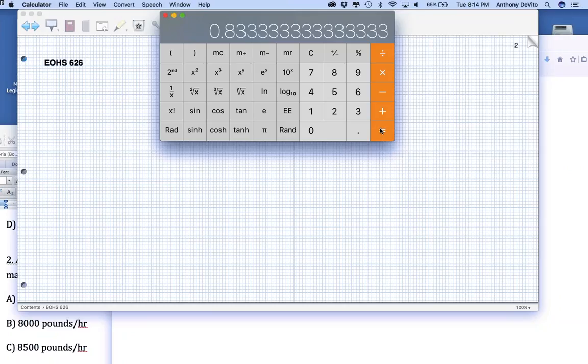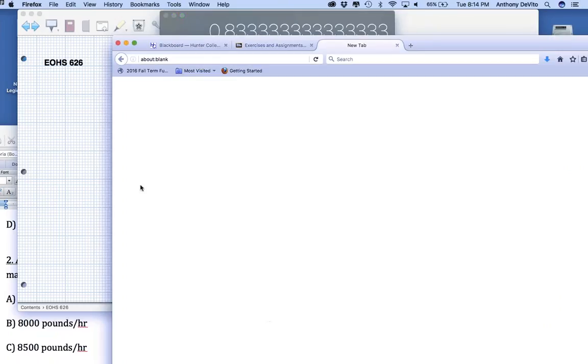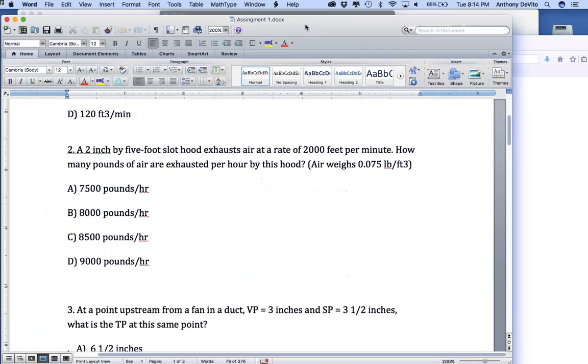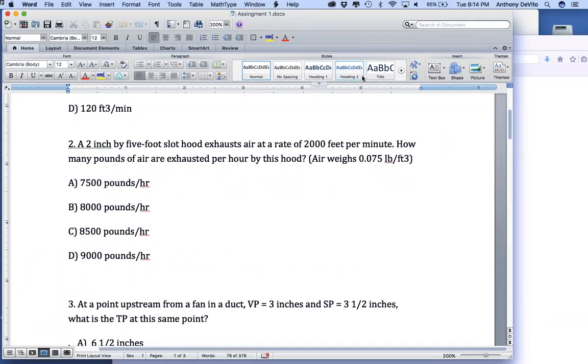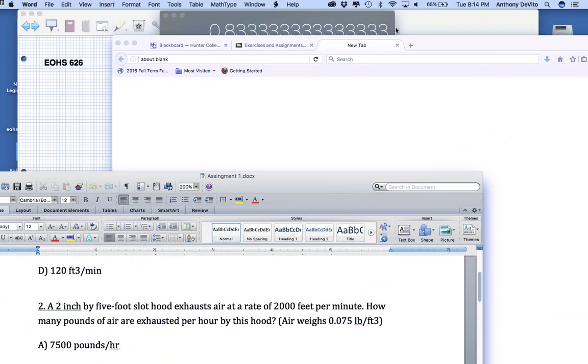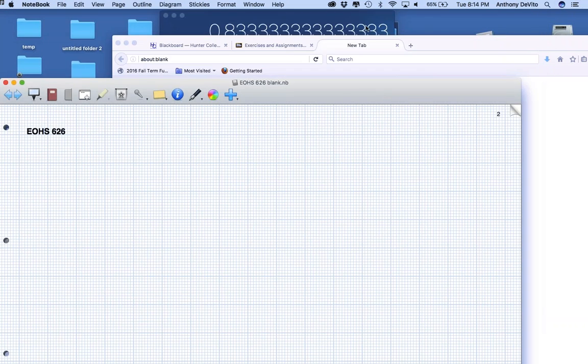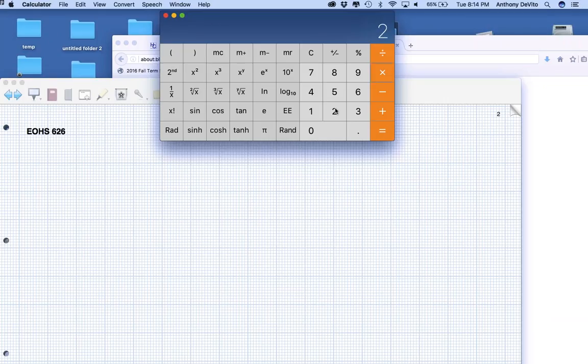So we have our area, right? So what else do we need here? We want to know the quantity of air that we're moving. It's moving at the rate of 2,000 feet per minute. So V times A is going to give us our Q. I'm going to go back to the calculator. Times 2,000 feet per minute is equal to 1,666.66 cubic feet per minute that we're moving through that slot hood. Now, we said we wanted to know the weight of air per hour, so I'm going to multiply it by 60. And it's going to be equal to 100,000 cubic feet of air.